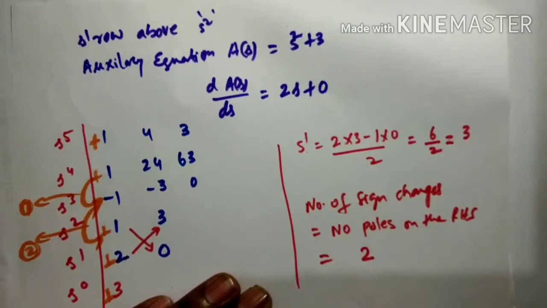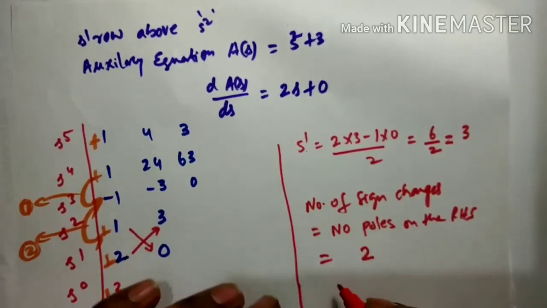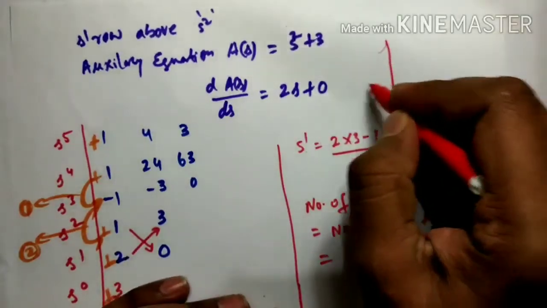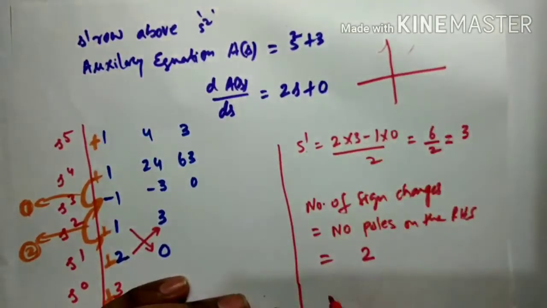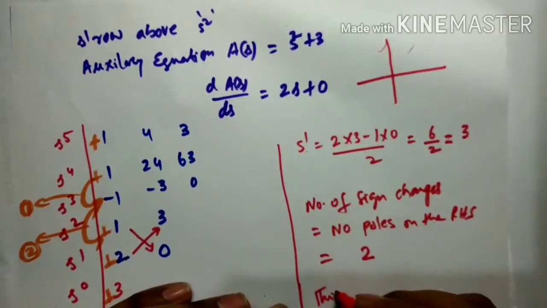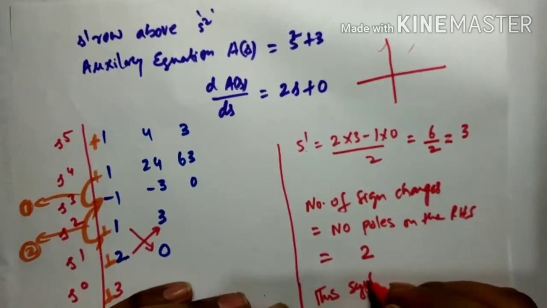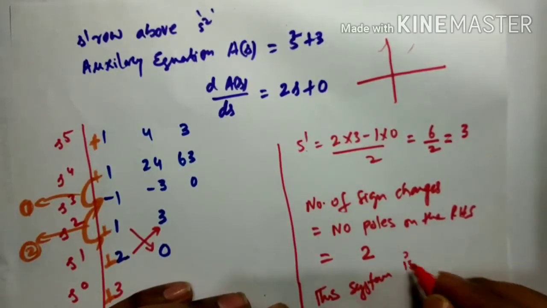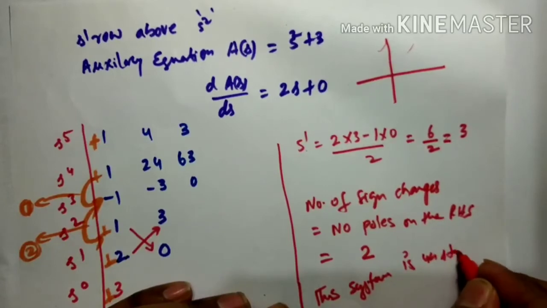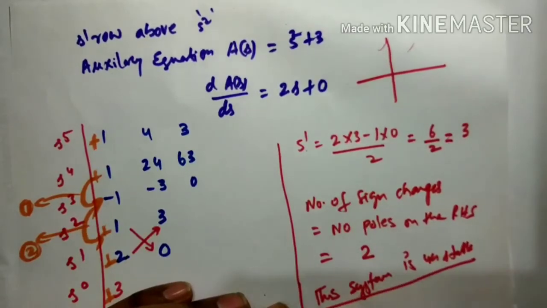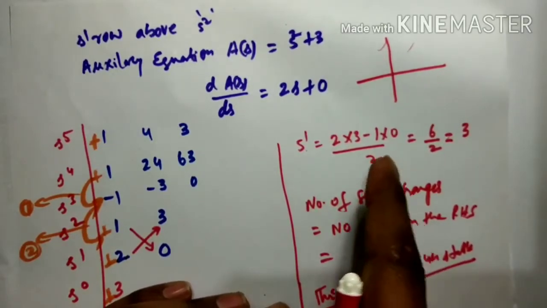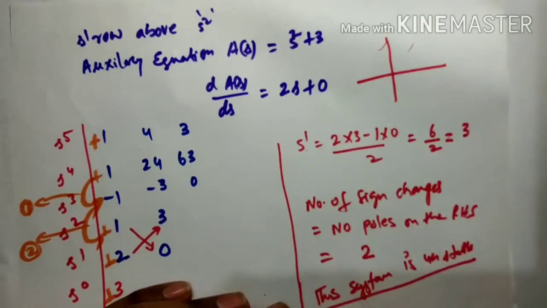So here the system is unstable. Two poles are lying on the right half of the S plane, somewhere. So this system is unstable, because 2 poles are lying on the right half of the S plane. The result is the system is unstable.